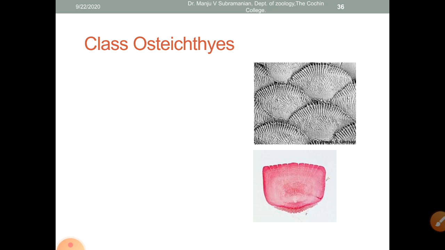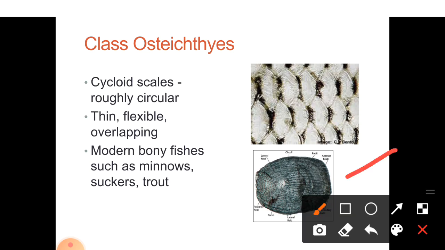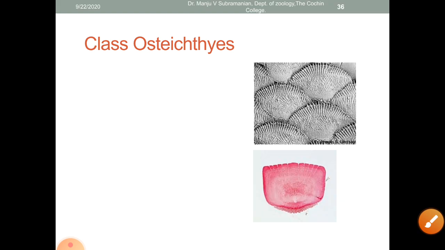Roughly circular, you can see here they are roughly circular in structure. They are thin, flexible, and overlapping. Here they are clearly seen to be the overlapping type, and in all the modern bony fishes such as minnow, suckers and trout, etc., you can see this type of scales, cycloid scales.